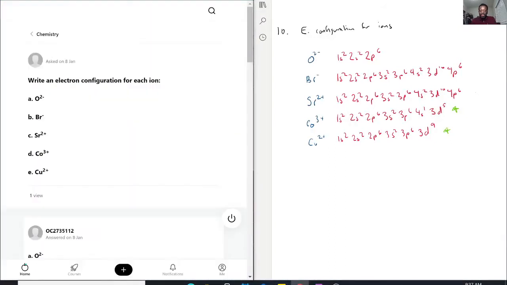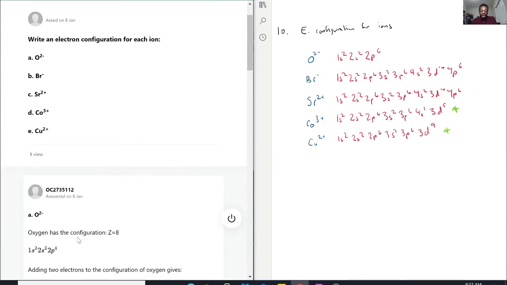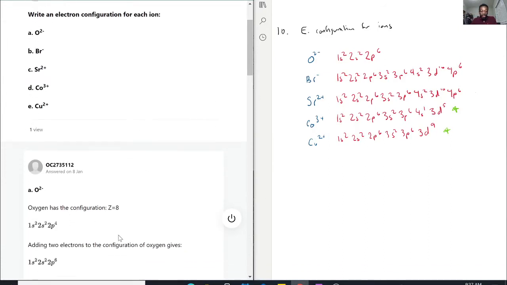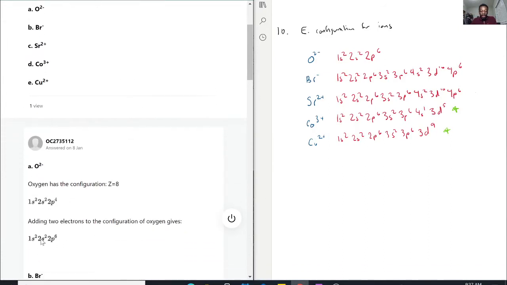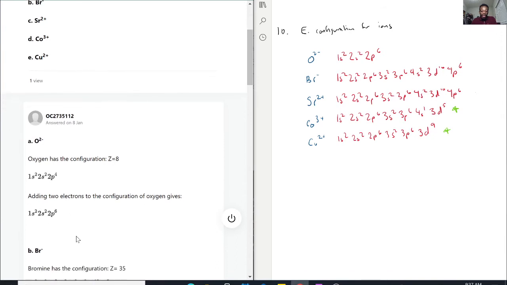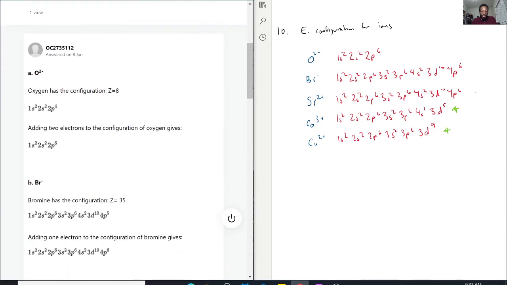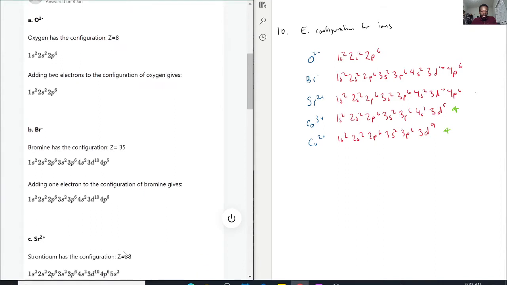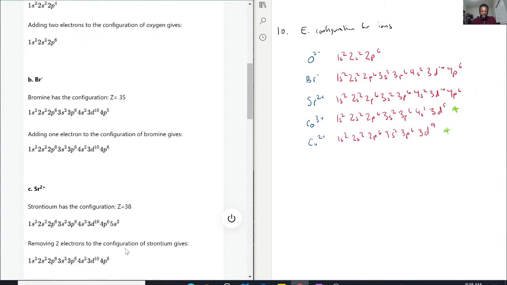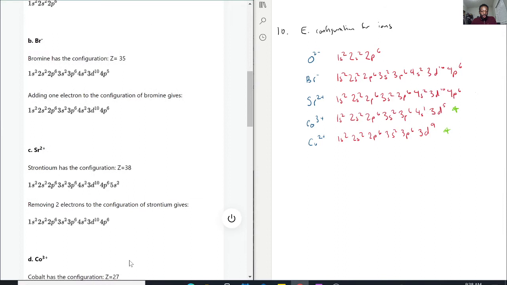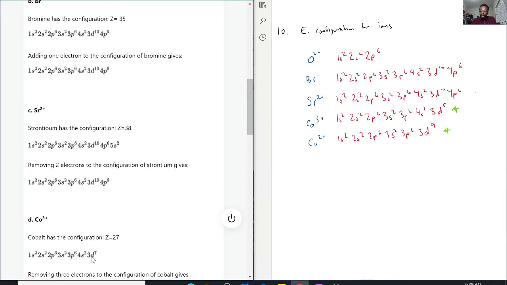So let's go over to here, see what our colleague did. Oxygen 2 minus, so they added 2 more and it becomes like neon, so 1s2 2s2 2p6, perfect. Bromine, same thing, now 4p6 is the end. Strontium gets rid of the 5s2, 4p6 is also the end. Cobalt, on the other hand, yep, 4s2 3d7.